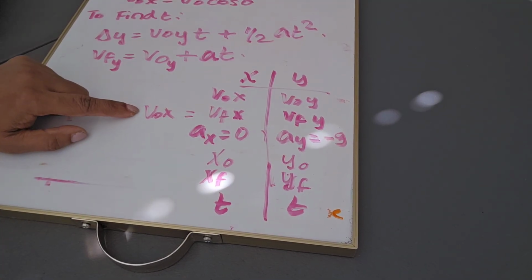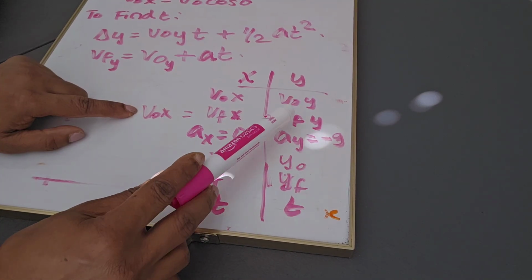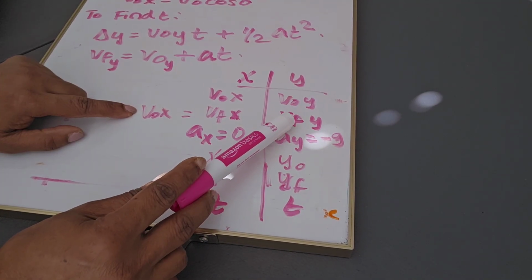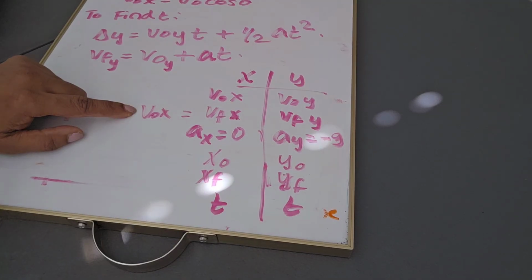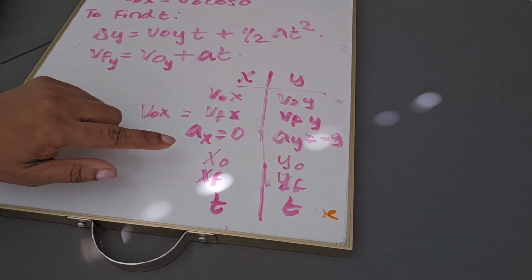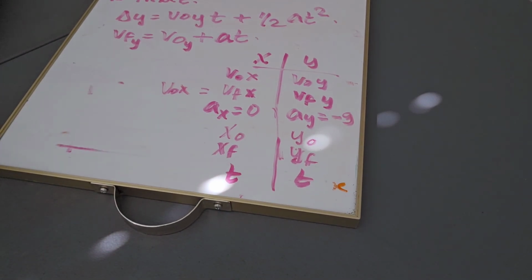Whereas v final y will change because it's acted upon by gravity at each single point. So the acceleration is going to be negative g. And we will have x naught representing initial x and y naught representing initial y, xf representing final x and yf final y. However, the time is common for both, which means once you find the time, you can use it interchangeably in either the x or y direction, the same value.